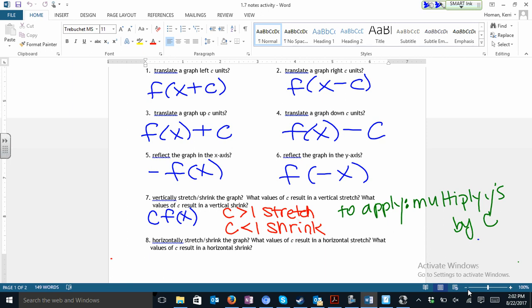So our last one, a horizontal stretch or shrink. What's that going to look like? That C has to be with the x, because it has to affect the horizontal. Someone said it's going to be opposite. Who said that? What's going to be opposite? If C is greater than 1.